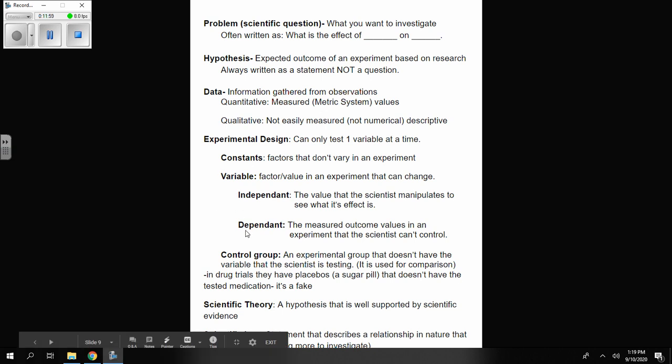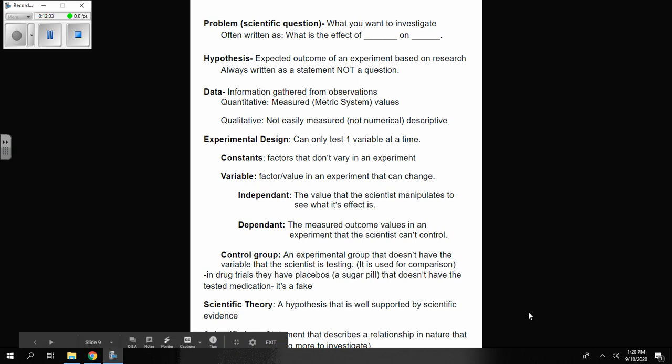The independent and dependent variable. The independent variable is the value that the scientist manipulates to see what's affected. Circle the I and write I control. I control it. I'm the experimenter. What did I control in this example I gave you? Presence of fertilizer. So the independent variable would be no fertilizer or fertilizer. The dependent is the measured outcome. What was the measured outcome? The plant growth.